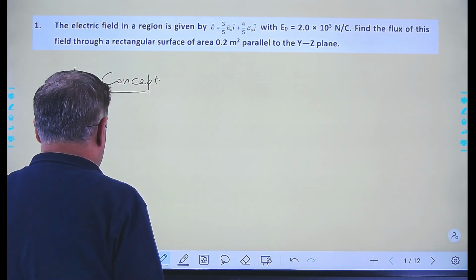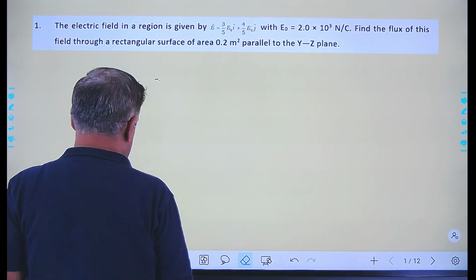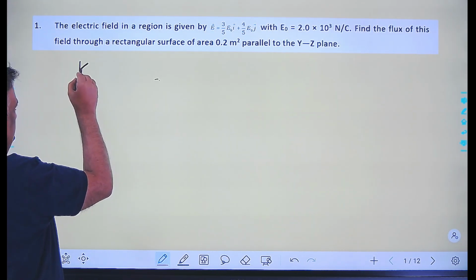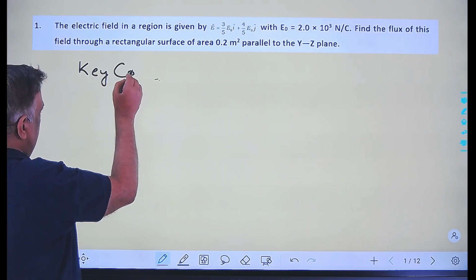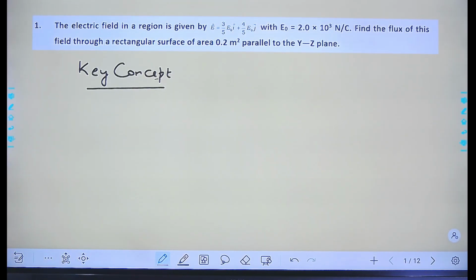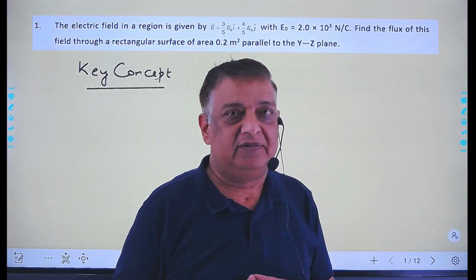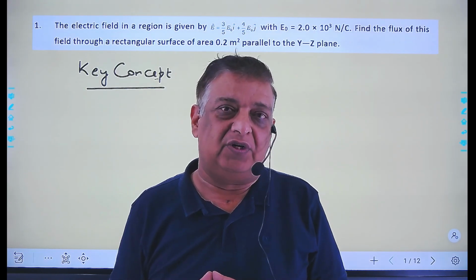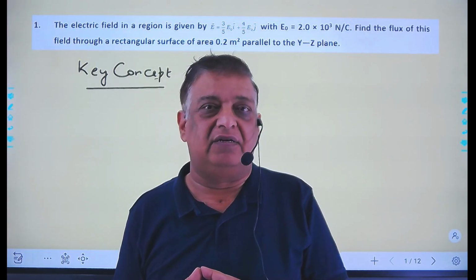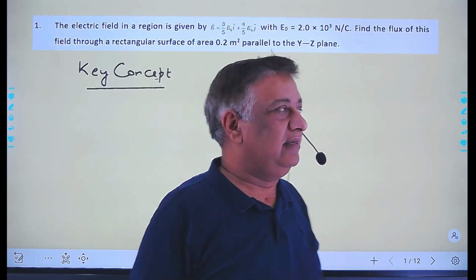So the key concept which is used in this is the flux through a given area is the dot product of electric field and area vector. We have to treat area as a vector quantity. And we always know that direction of area vector is perpendicular to the plane which is given. In this case, we are given YZ plane.